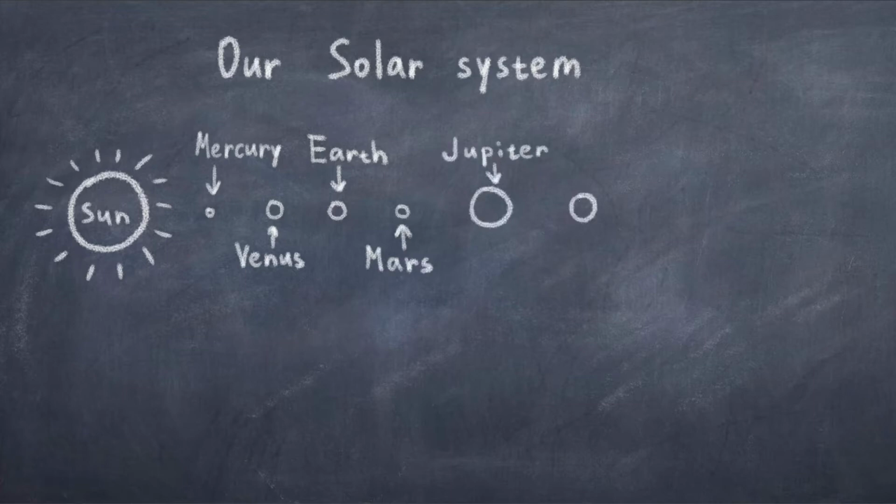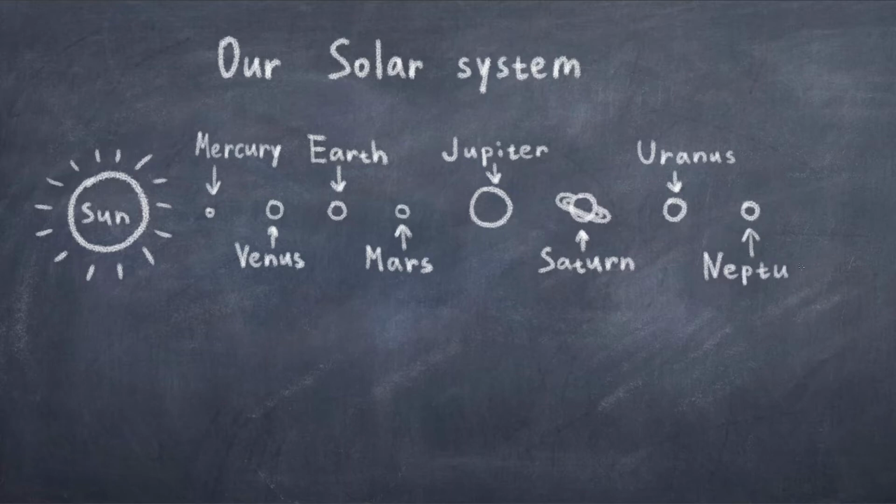Then we have Venus, and the third planet is Earth, where we live. Continuing outwards, we find Mars, and then Jupiter, which is the largest planet in our solar system, if you don't consider the rings of Saturn, which is the next planet. Finally, we have Uranus and Neptune, and depending on who you ask, we also have Pluto.